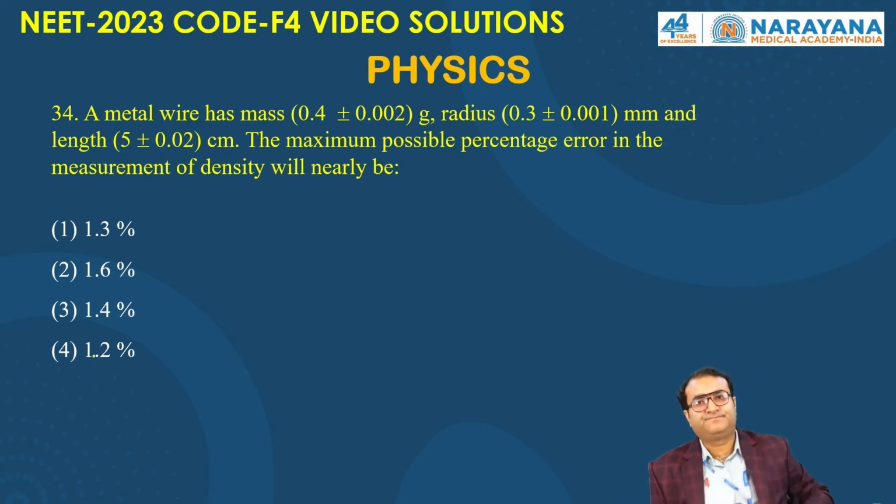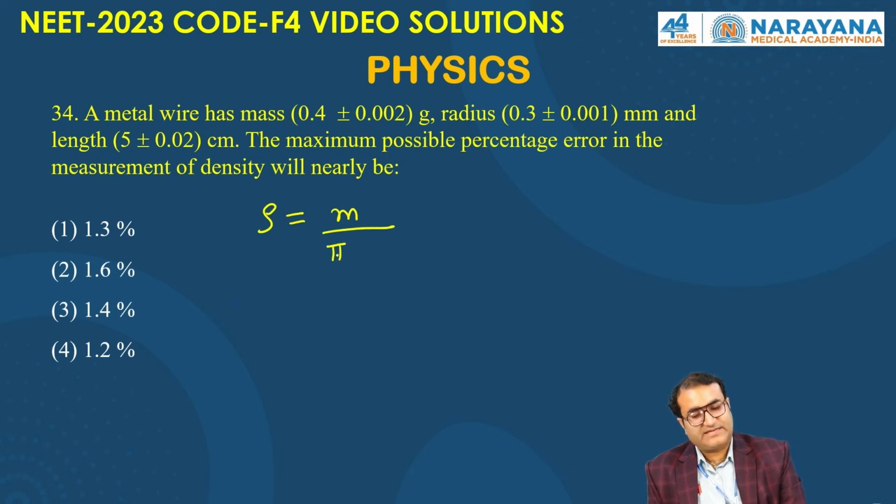Question number 34. A metal wire has mass 0.4 plus minus 0.02 gram. Radius is also given. Length is also given. You have to find the maximum possible percentage error in the measurement of density. First of all, we should write the formula of density. Density is mass by volume. Volume is pi r square h.